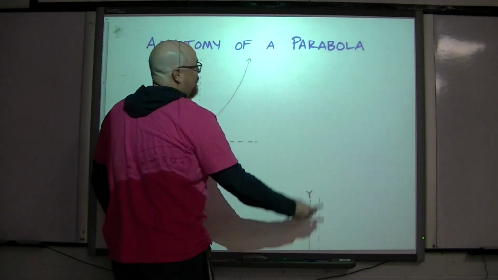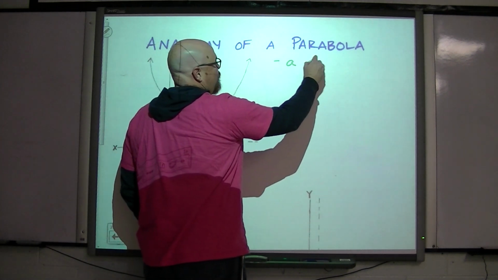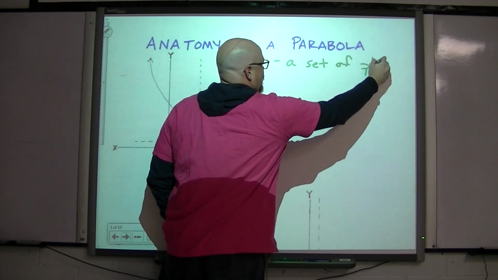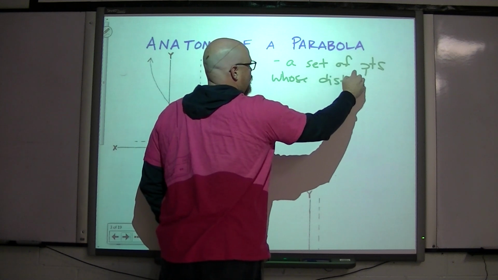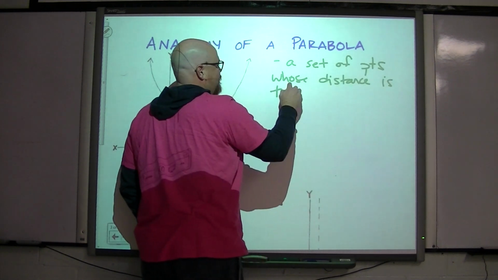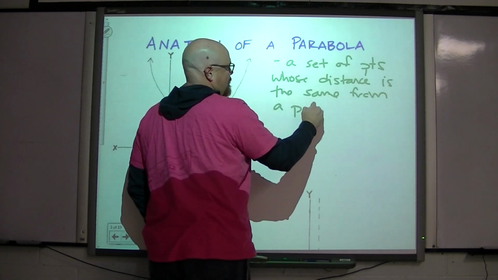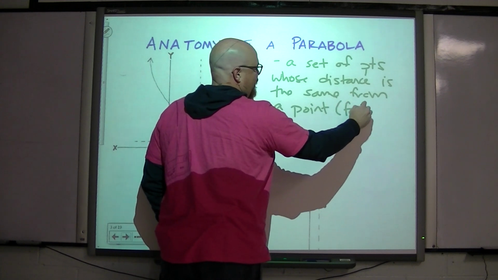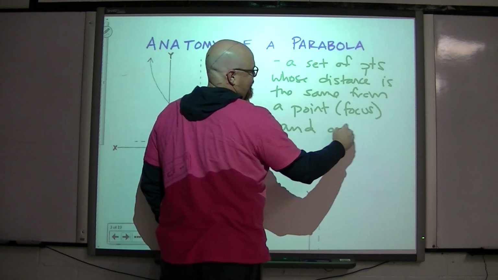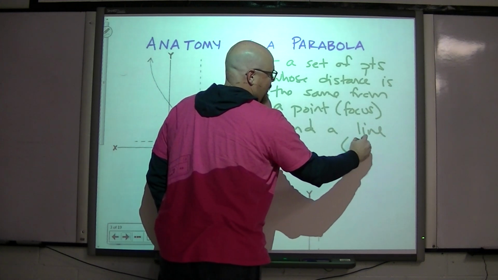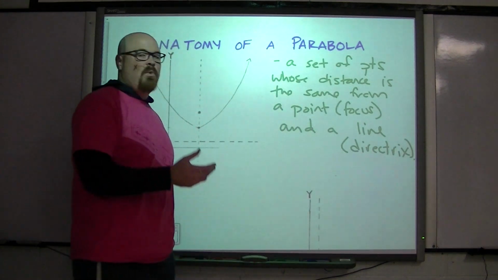Okay? So a parabola, by definition, and I'm going to write this down so you should too, a parabola is a set of points whose distance is the same from a point that we call the focus and a line. And that line is what we call the directrix. Funny name, I get it, but that's what a parabola is.